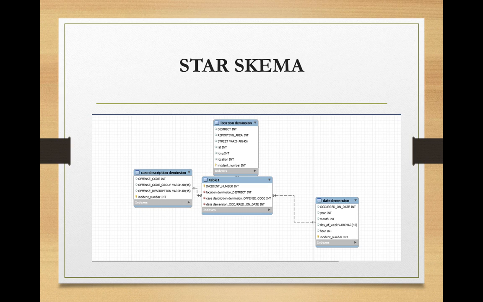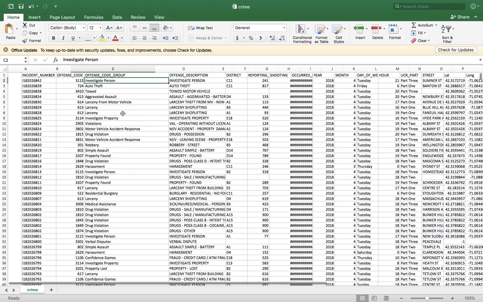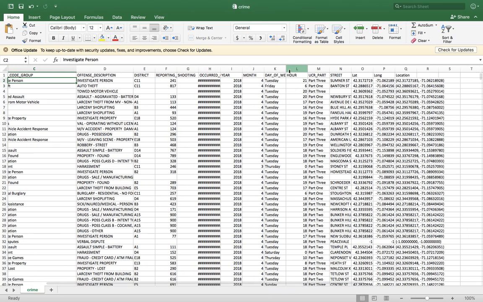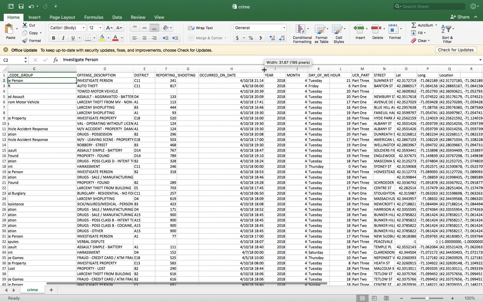And here comes the question about the type. In my opinion, I think the type should be cascade, because let's give an example. In the date dimension, if we delete the occurred on date, we don't have year, we don't have months, we don't have day of week, we don't have hours, which means the type is cascade, because if we delete the main table, the sub table will also be deleted. That is the definition of cascade.